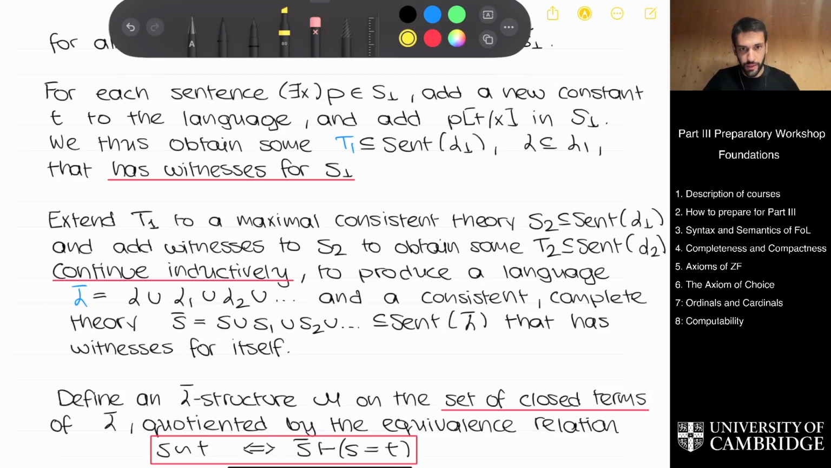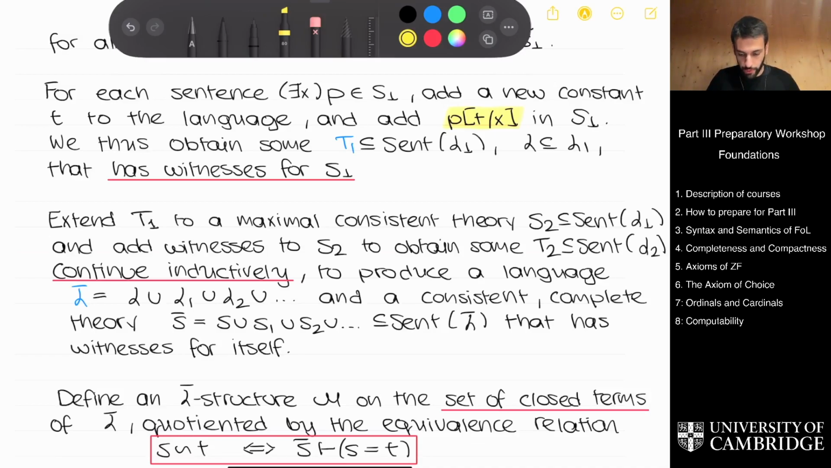Okay, now in this new set, what we do is that for each sentence of the form there exists x P in S1, we add a new constant to the language that is, in essence, going to be a witness to the existential quantifier. So we will add this new constant t and add to our set of sentences the formula P, where now all occurrences of x have been substituted by t. Okay. Now, this is a new constant. It's not in the original language. So S1 is a set of sentences in an expanded language.